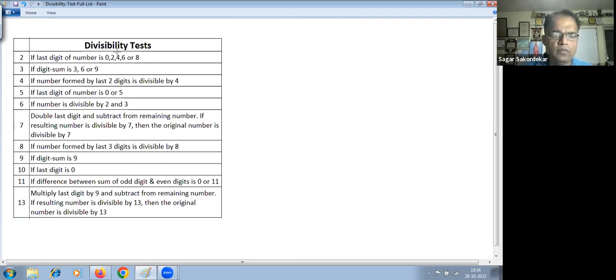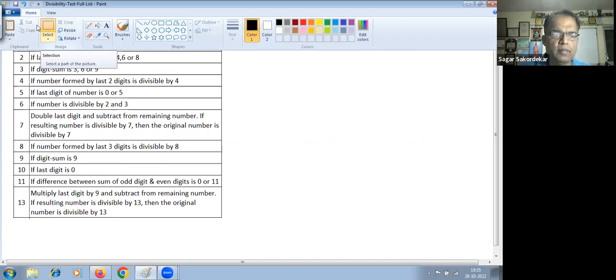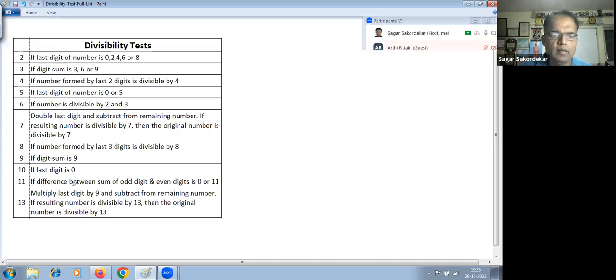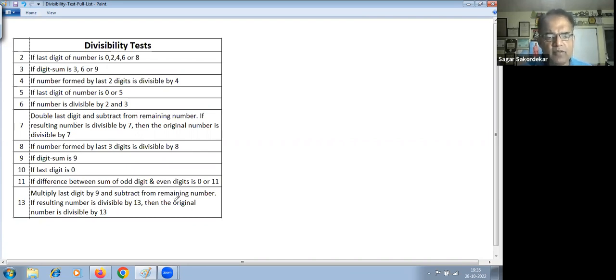So let's go for 13. For 12, it will be divisible by a 4 and 3 combination, like how we have 2 and 3 here. We'll have to check the 4 and 3 combination. So for 13, the rule is to multiply the last digit, similar to this 7. Just understand it's similar, only difference is here you multiply by 9. There you were multiplying by 2, double. Here it is 9. Multiply the last digit by 9 and subtract from the remaining part.